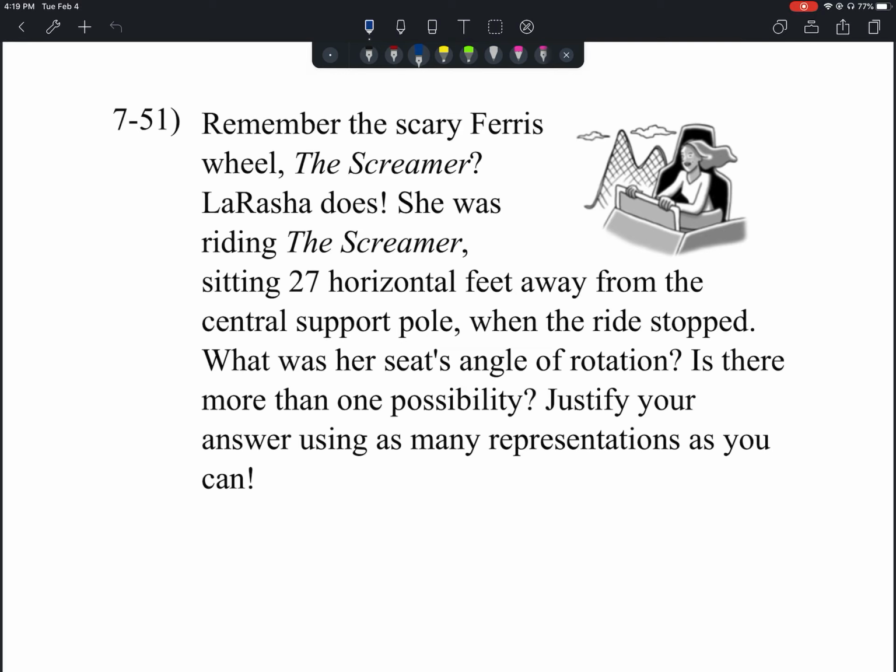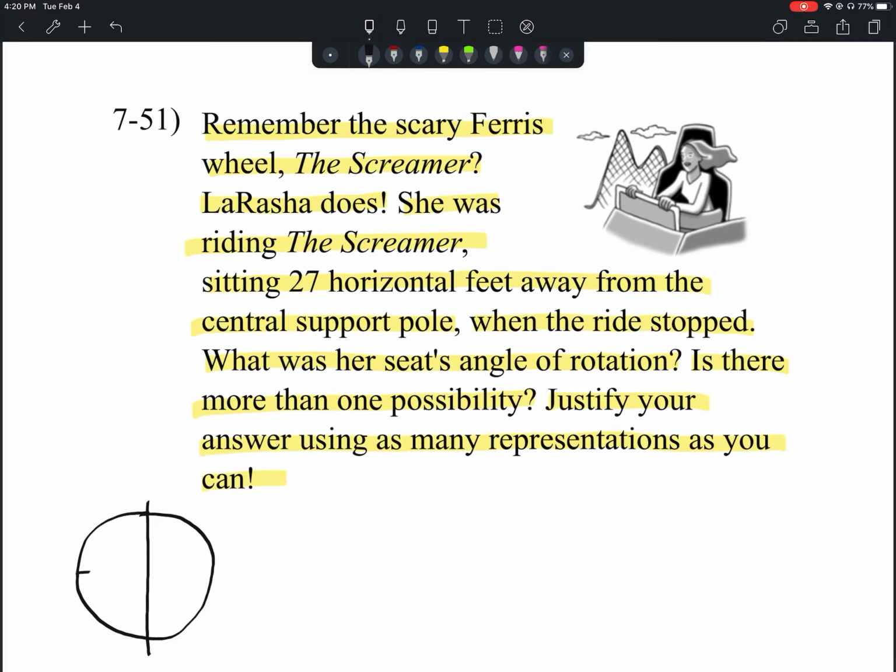The last problem in this lesson said, remember the scary Ferris wheel, the Screamer? LaRasha does. She was riding the Screamer sitting 27 horizontal feet away from the central support pole when the ride stopped. What was her seat's angle of rotation? Is there more than one possibility? Justify your answer using as many representations as you can. So, number one thing I would say to you here is it's going to help you to draw a picture. So I'm going to do my best to draw a circle on here.